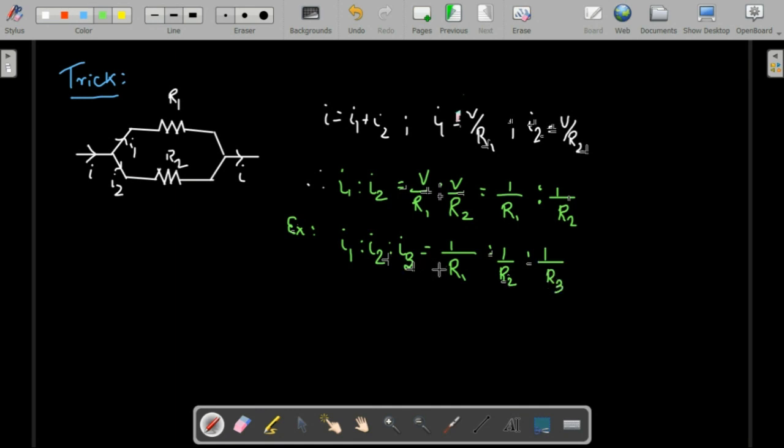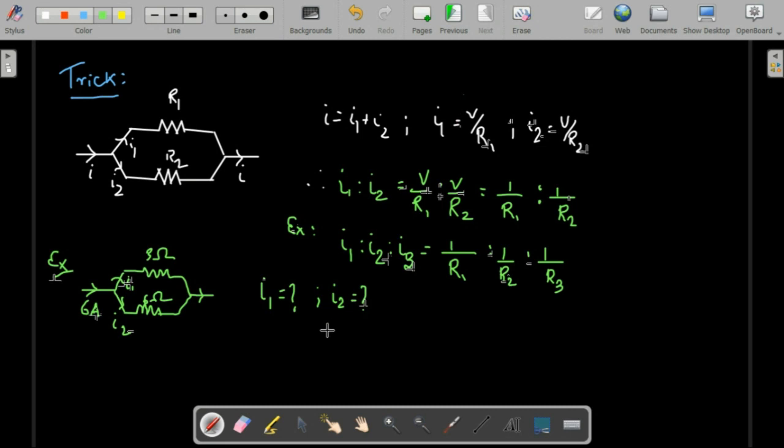So it becomes simple. The trick is very handy, and using that trick, let's do one sum. We've got a current flowing in this circuit, and let's say this current is given to be 6 amperes. Maybe this is 3 ohm, this is 6 ohm. The question says: what is the current flowing across this and this? The current will get divided into I1 and I2. What is I1 equal to and what is I2 equal to?